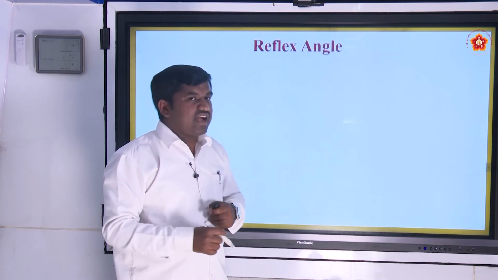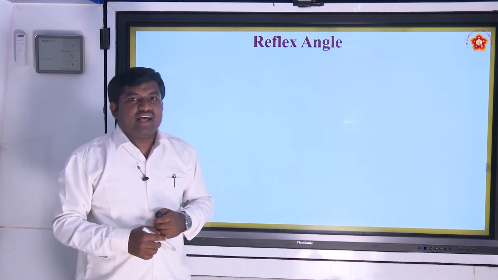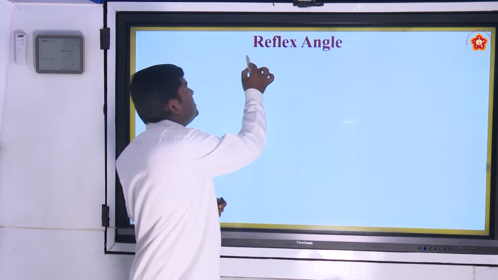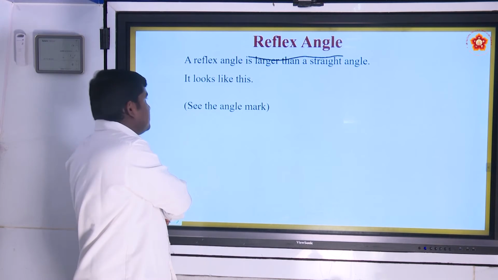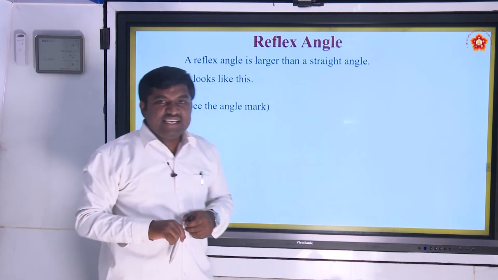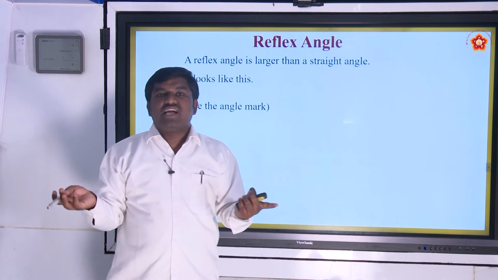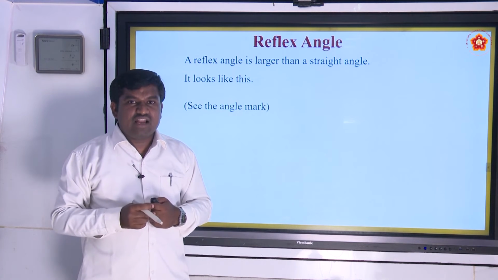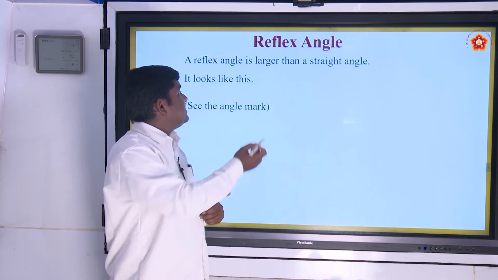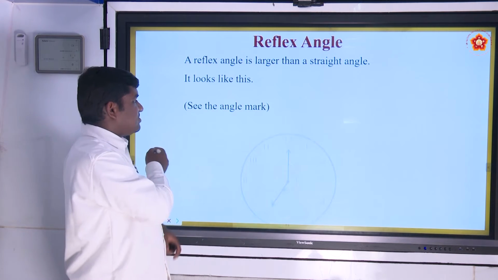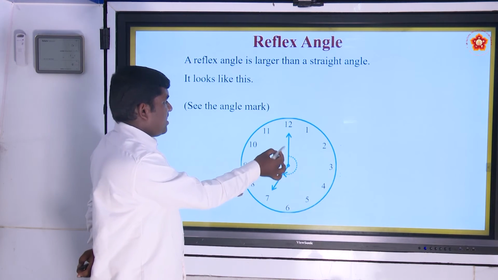Next, third angle, reflex angle. What does reflex angle mean? A reflex angle is larger than a straight angle. You know the straight angle, but the reflex angle is larger than the straight angle. It looks like this. See the angle mark here.